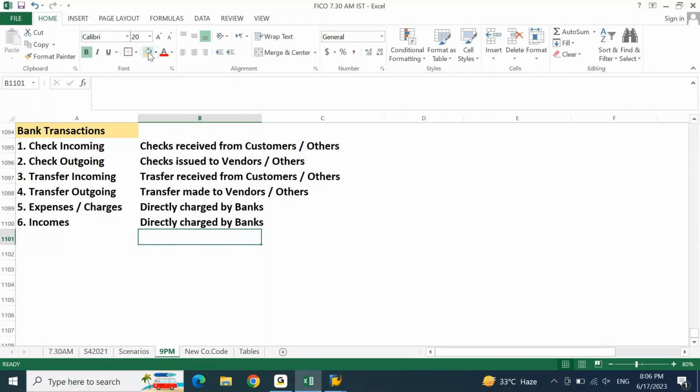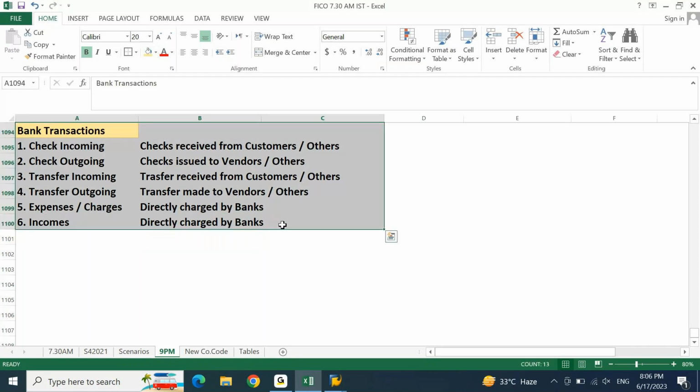There may be different kinds of incomes, different kinds of expenses. We will be talking about these when you're actually configuring a BRS. But as of now, let's put it at a broad level so that it's easy for you to understand. These are the broad banking transactions that you will be dealing with in your BRS.